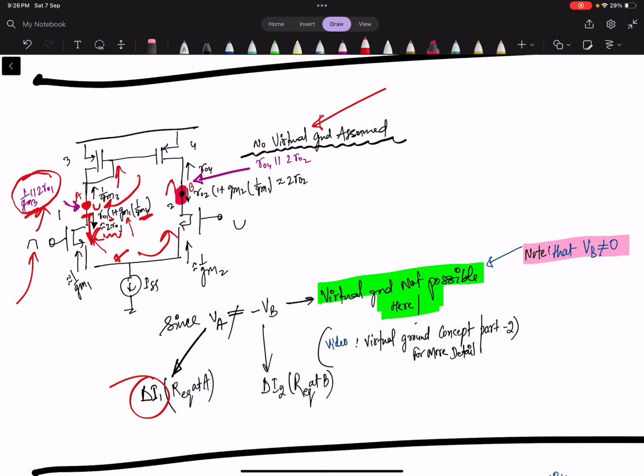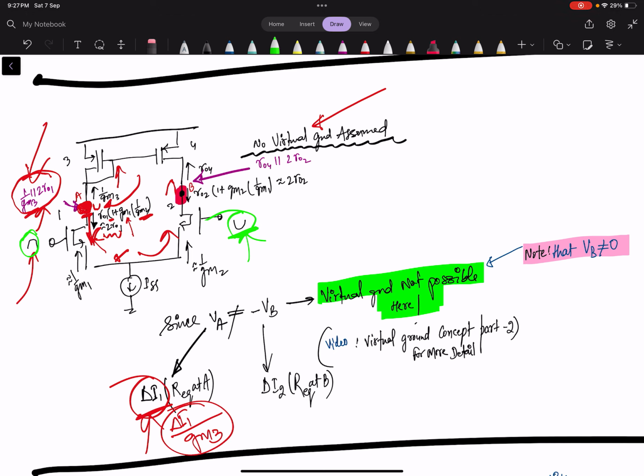So at point number 1, the amount of change is delta I times the R equivalent seen at this node, and that is 1 by GM3. So delta I times 1 by GM3, point number 1. Second thing: here you have the opposite, a decrease. Since you are increasing here, you will decrease here, basic concept.